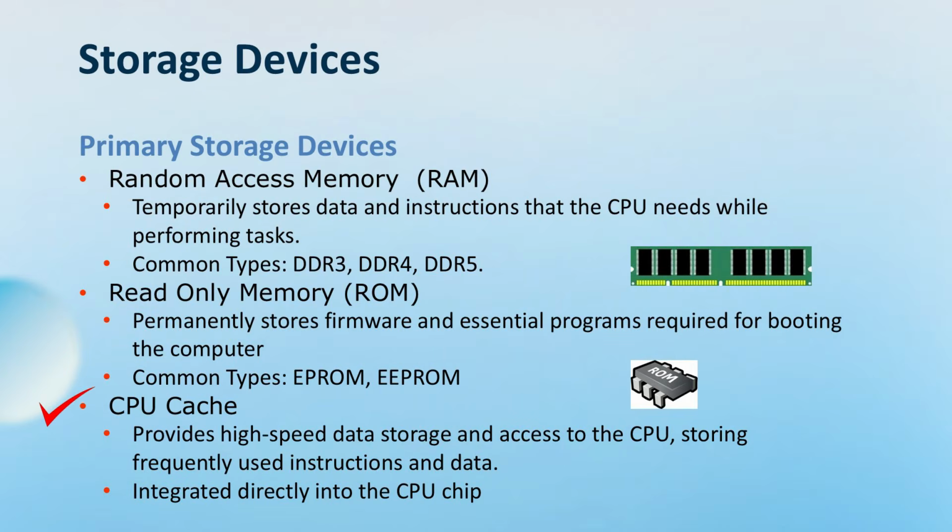Next, we have the third example of a primary storage device, which is called the CPU cache. It provides high-speed data storage and access to the CPU, storing frequently used instructions and data, and it is integrated directly into the CPU chip.